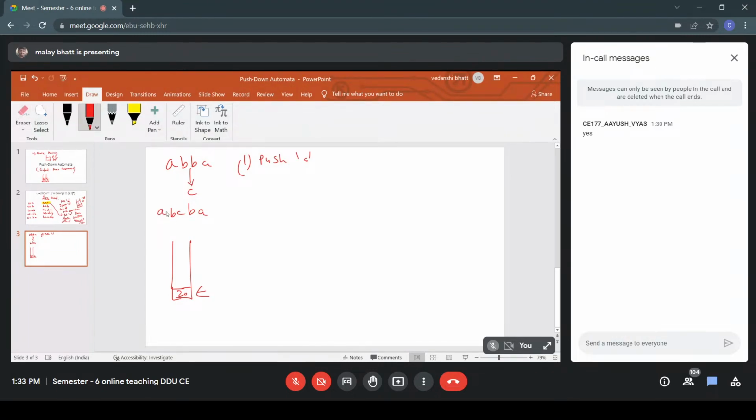Right, so this is what we'll do. We'll push A, and our second step will be, we'll push B. That will be the second step over here. Then the third step will be, when we encounter C, we'll ignore that C. That means we'll neither push it on the stack, we'll not do anything. It will just tell that it is the end of the push operation.